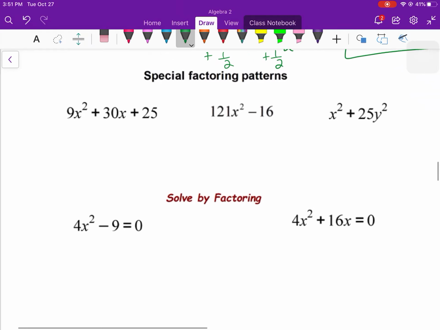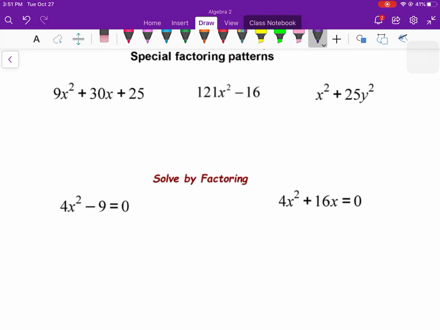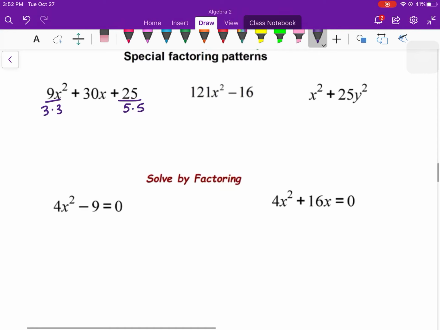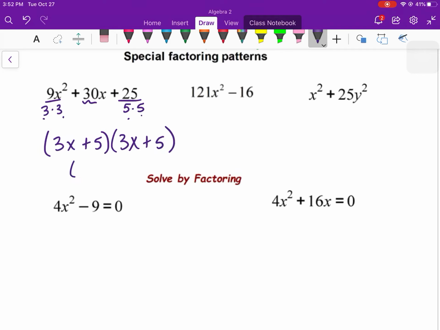Okay, after completing the square, we talked about factoring. We did do some special patterns. So we had the perfect square trinomial, where the ends were perfect squares. 9 was 3 times 3, 25 was 5 times 5. Well, if you think about that, 3 and 5 make 15, and 2 15s make 30, so it is a perfect square. So it would factor to 3x plus 5 times 3x plus 5, or 3x plus 5 squared.